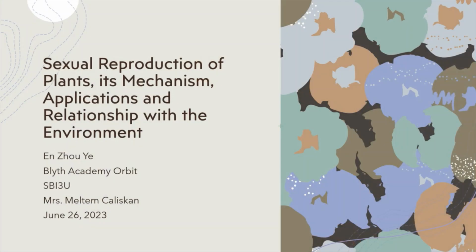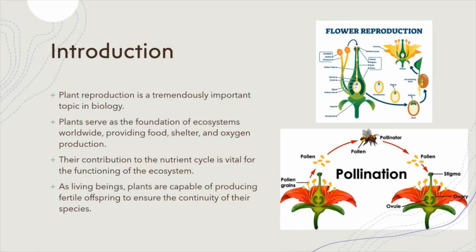Sexual reproduction of plants, its purposes, applications, and relationship with the environment. Plant reproduction is a tremendously important topic in biology. In fact, plants are the foundations of ecosystems worldwide, providing oxygen, food, and shelter. Additionally, their contribution to the nutrient cycle is vital for the functioning of ecosystems. Plants are indeed the lungs, heart, and organs of the earth.